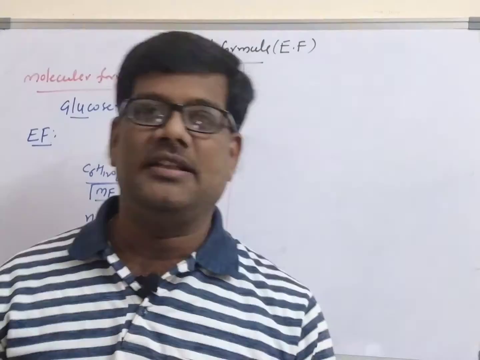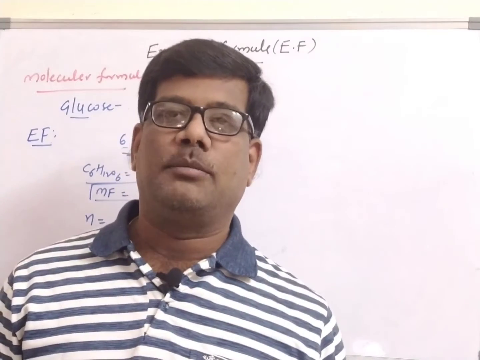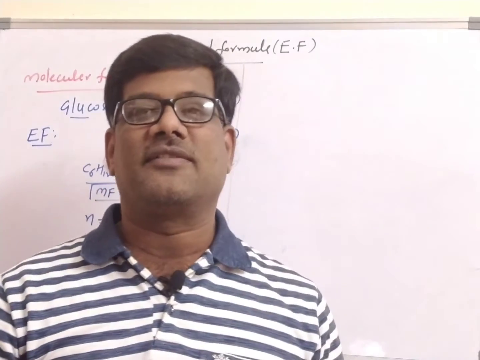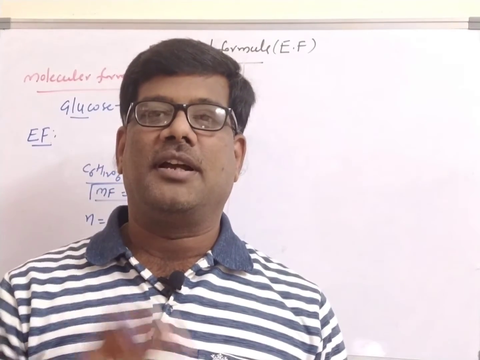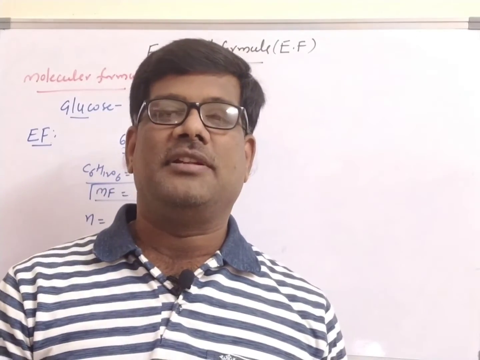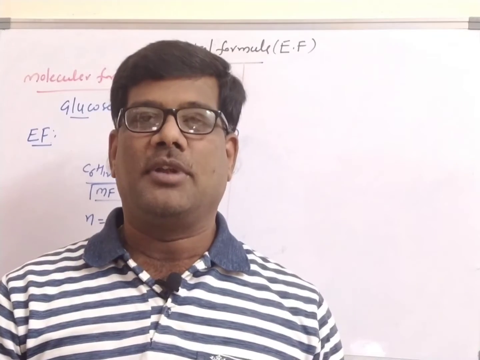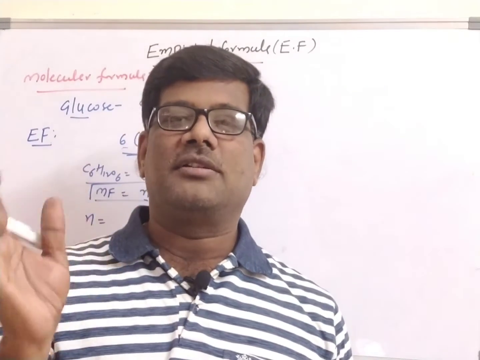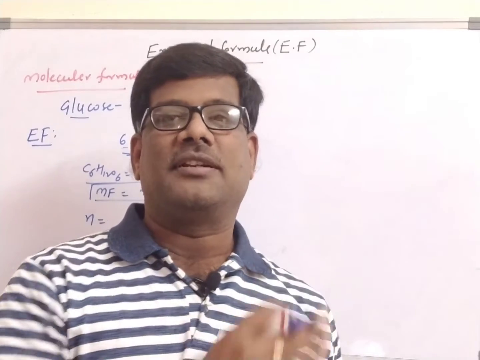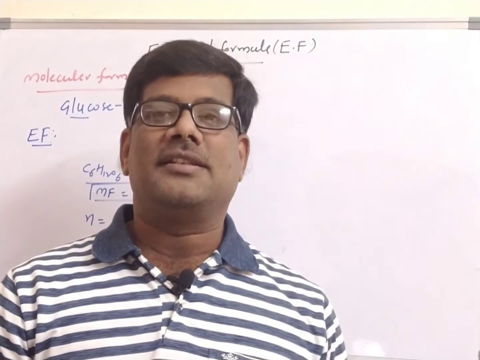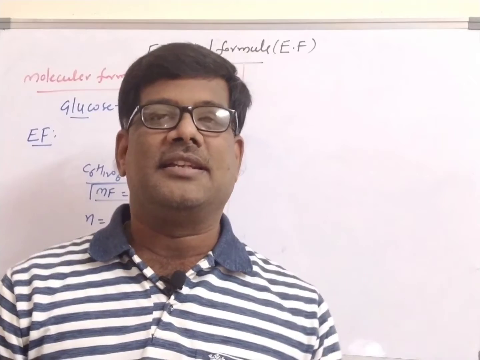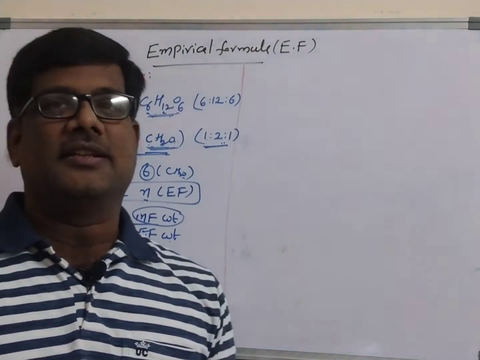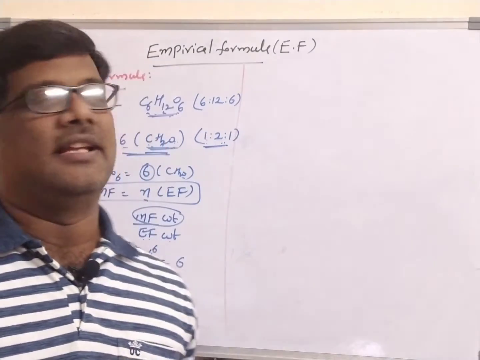Ultimately I have given 3 important features. Molecular formula, the actual number of atoms present in a molecule. Empirical formula, the simplest ratio of the atoms in a molecule. What is the relation between the molecular formula and empirical formula? Molecular formula is equal to n into empirical formula, where n is a number. How to calculate n? n is equal to molecular formula weight by empirical formula weight. Like that we will calculate the remaining things.